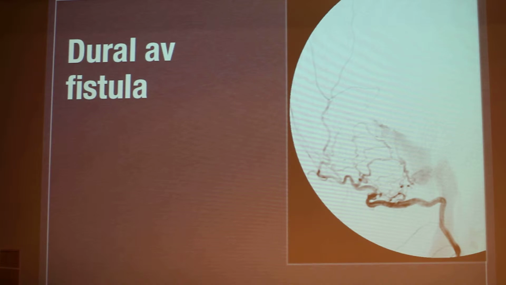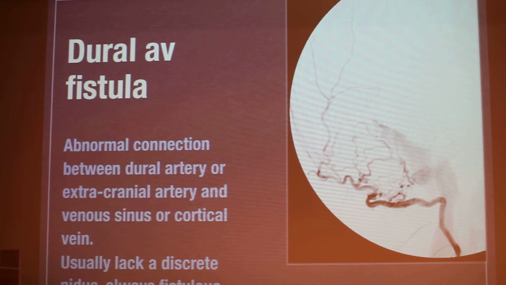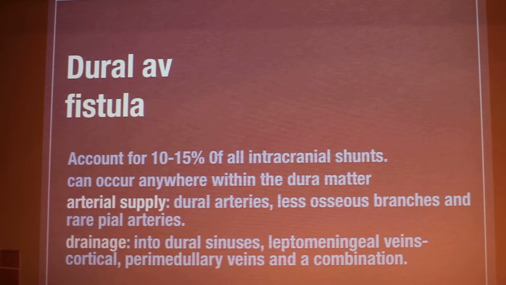Okay. So now dural AV fistula. I find this disease very interesting. And again, this is an abnormal connection between arteries supplying the dura or the osseous structures of the skull, draining into the sinuses of the head, the dural sinuses of the brain, and into cortical veins. And as we said, usually there's no nidus, and this is the kind of malformation we can miss on axial imaging. It accounts for about 10 to 15% of all intracranial shunts.